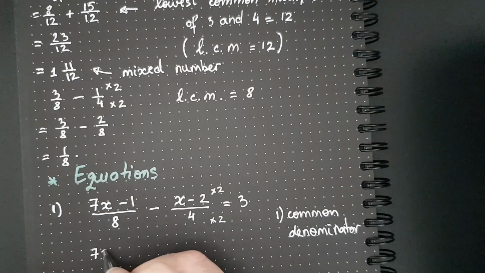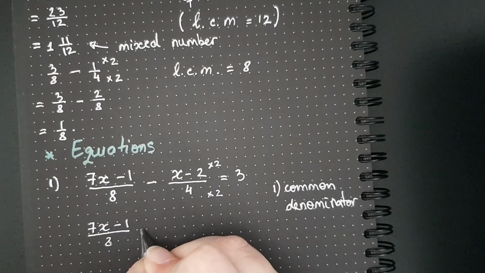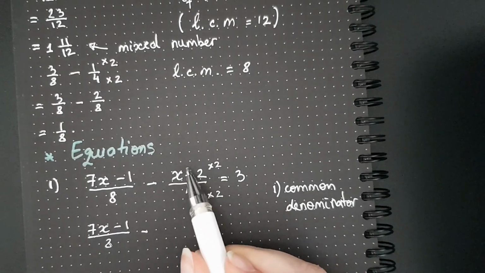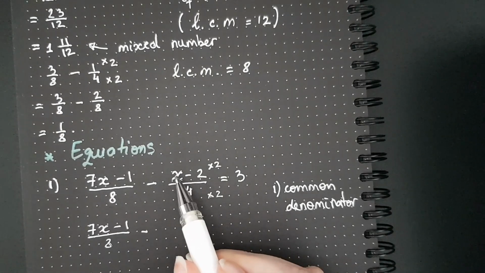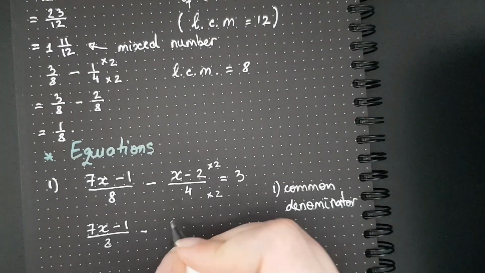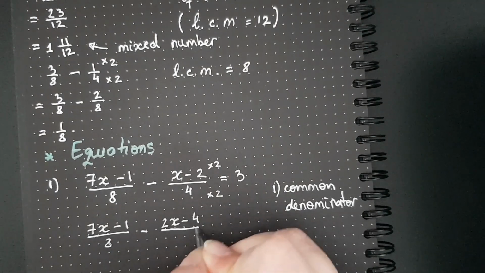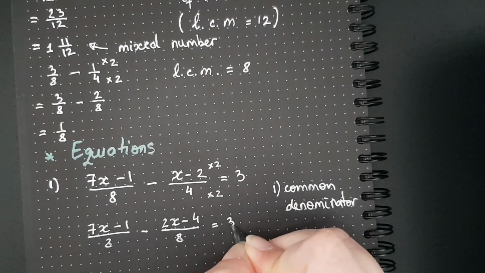So I've got 7x take away 1 over 8 take away, and now I need to be very careful because I'm multiplying every single bit here by 2. So I do x times 2 and I do 2 times 2 as well. So 2x take away 4 over 8 equals 3.